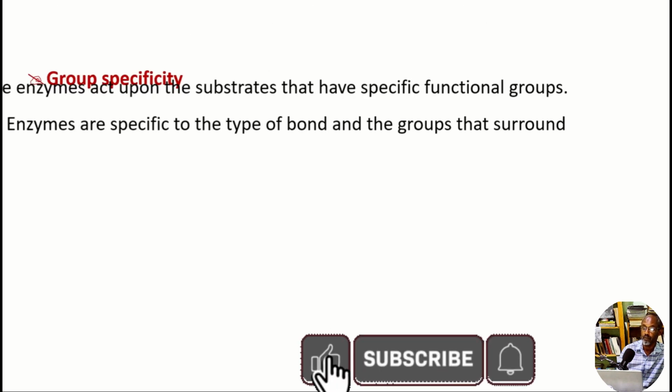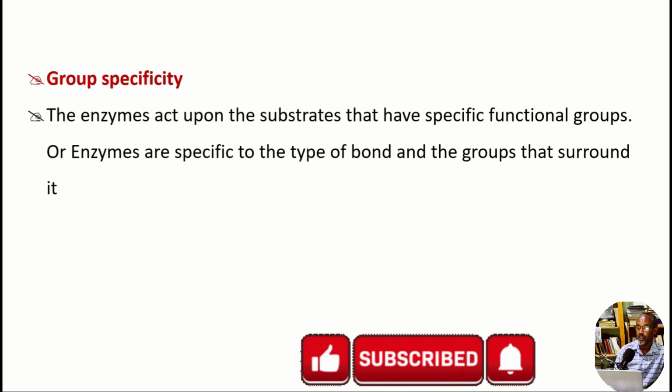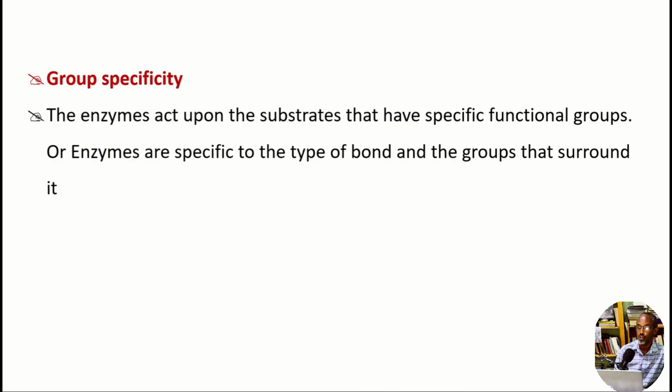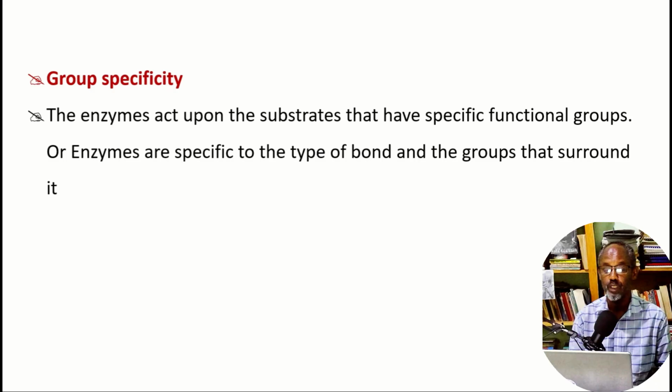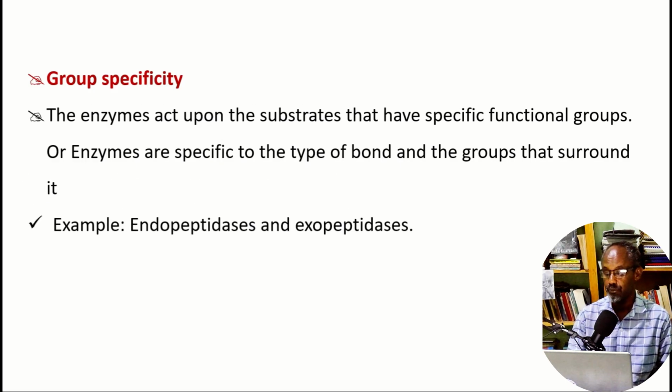Group specificity, of course: the enzymes act upon substrates that have specific functional groups. They are not only specific to the bond, they are also specific to the functional groups or the chemical groups around that bond. Enzymes are specific to the type of bond and the groups that surround the bond. You can have this specific example, endopeptidases and exopeptidases.